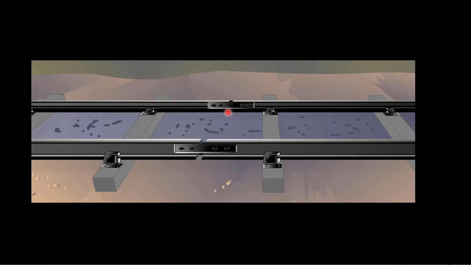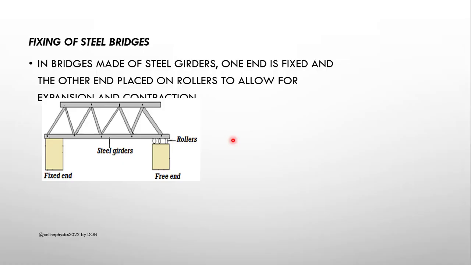These are modern railway. You can see the figure here. These are the gaps left. This is the fish plate, and these are the oval bolt holes. They are oval. You can see that. Very good example for us. Then we can move to fixing of steel bridges.